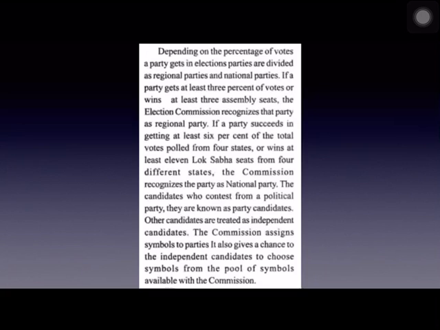And the candidates who contest from any political party are called party candidates. Other candidates who contest in the elections but do not belong to any political party are independent candidates. The Election Commission also assigns political symbols to the parties. For all these recognized parties, political symbols are assigned by the Election Commission. And the Election Commission also gives independent candidates a chance to choose a symbol of their choice from the list of symbols available with the Commission.